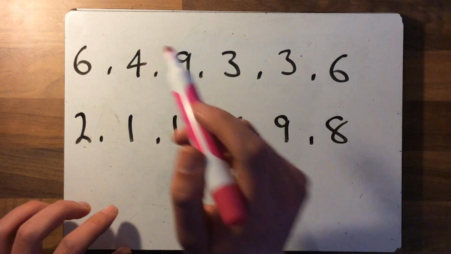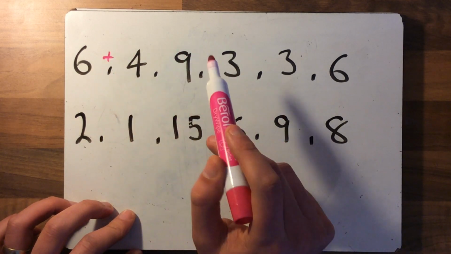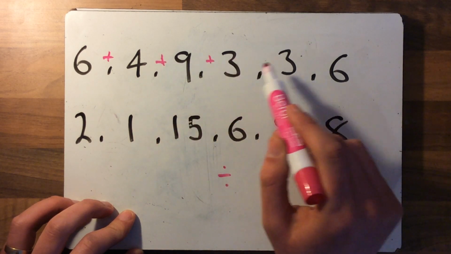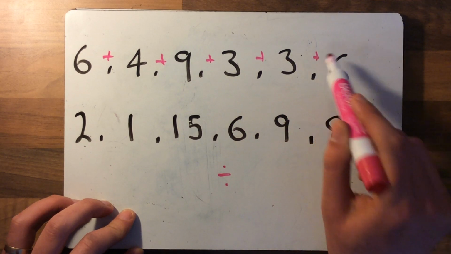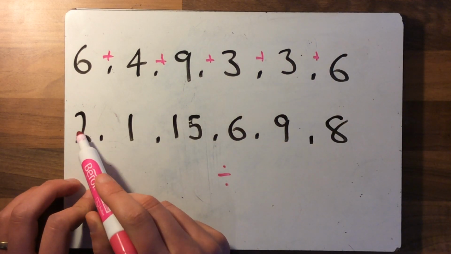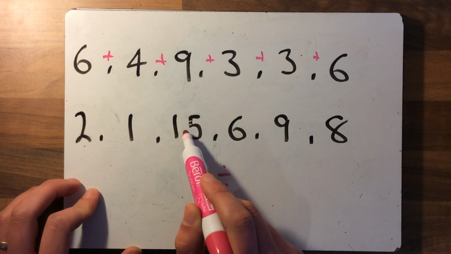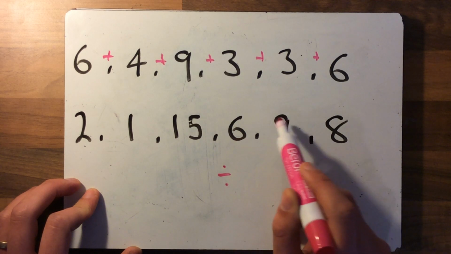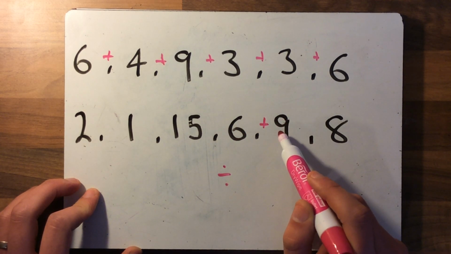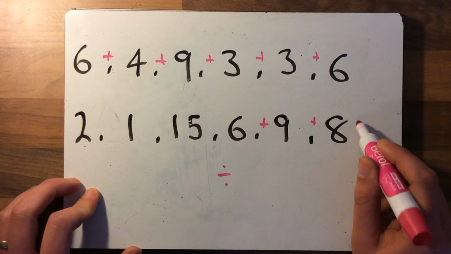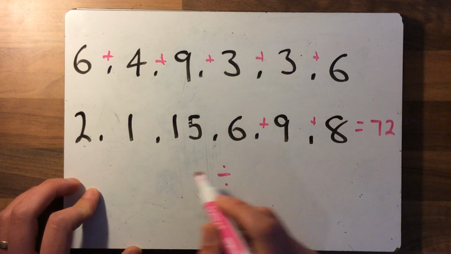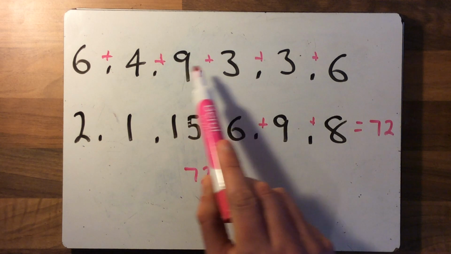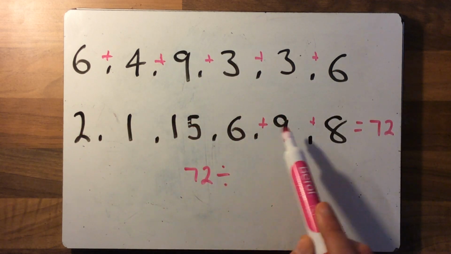Okay, so let's add these up. So if we add these up, we get 10, and then we add on to get 19, and then 22, 25, and then 31, 32, 33, 34, and then we're up to here, which takes us to 44, 49, and then we add this on to get to 55, and then we add this on, and we add this on, and we finally get to 72. So 72 divided by how many numbers? 1, 2, 3, 4, 5, 6, 7, 8, 9, 10, 11, 12.